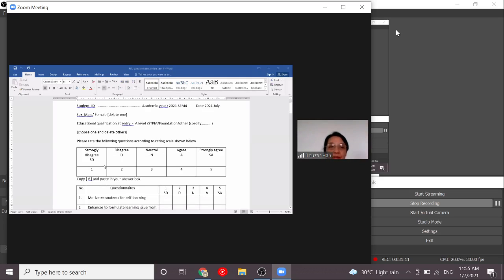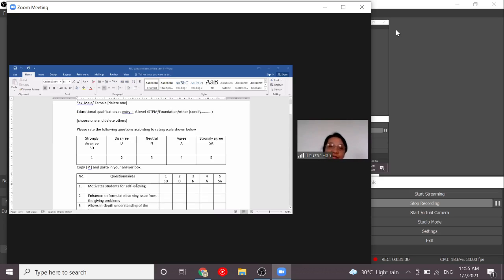Look at the criteria: strongly disagree is 1, the lowest level, disagree is 2, neutral is 3, 4 is agree, and 5 is strongly agree. You will get this form. For example, for number 1, you copy this one, very easy, and if you think it is the correct one, you paste it in one box. For one question, only one tick, so don't answer twice. Answer based on your feeling.